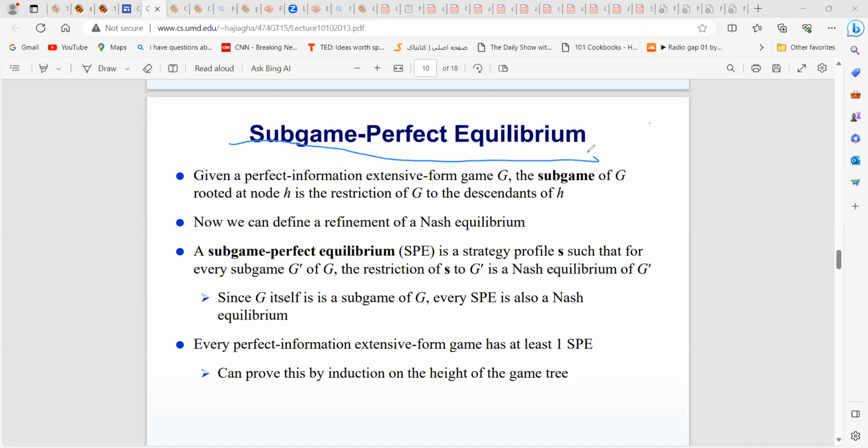So let's define a subgame of a game. You are given a game G that is represented as a tree. A subgame essentially means a subtree. You consider a node H here, and then you consider the whole subtree under it. So this is the whole game, and this one is a subgame.